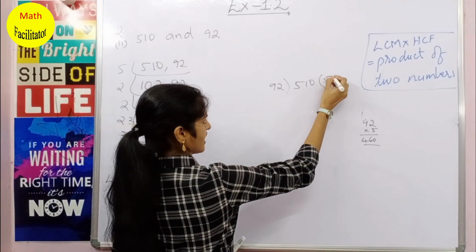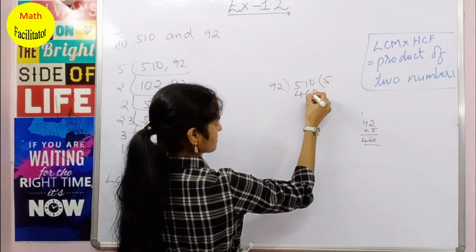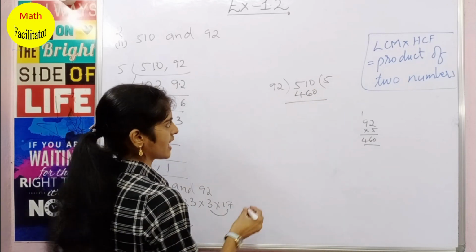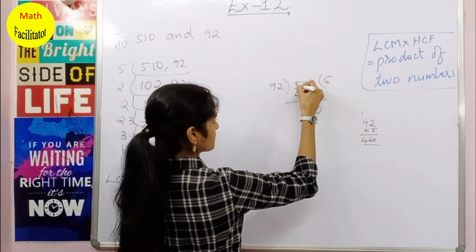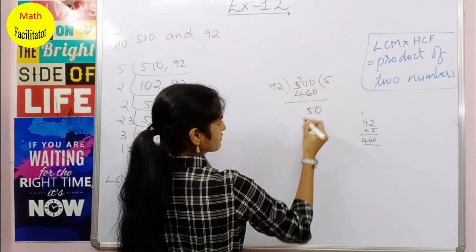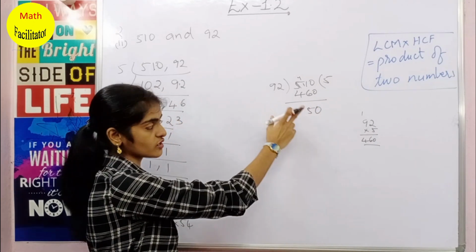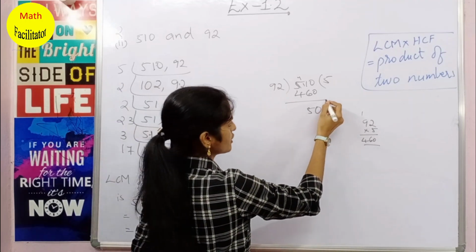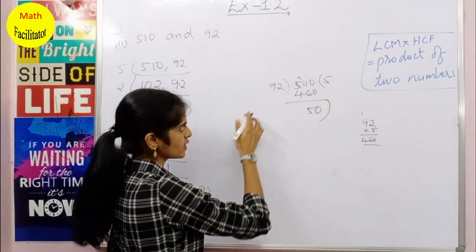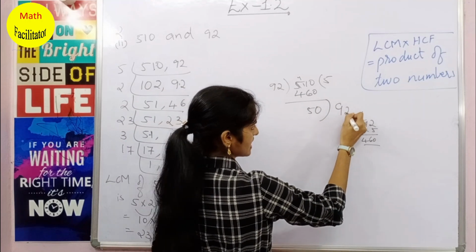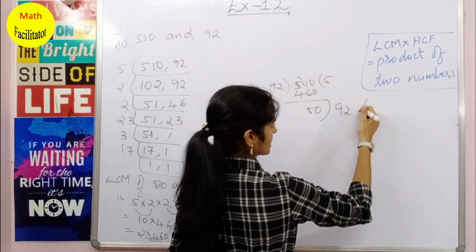So let us take 5 times 460. Okay, so subtracting, what do you get? 0, and this is 5. Okay, so now this 50 is less than 92, so this is the remainder, right? So when you get the remainder in this way, you will take this divisor here as the dividend.